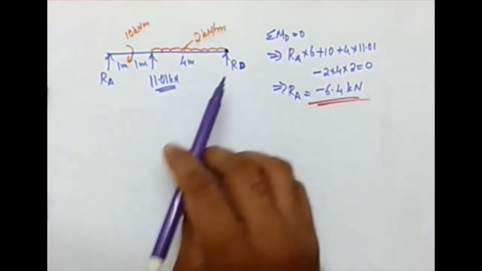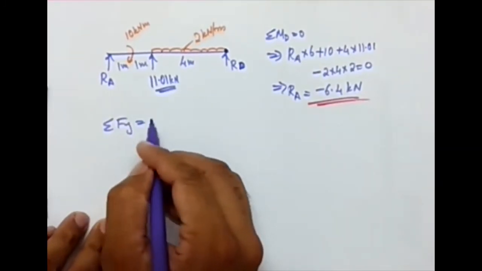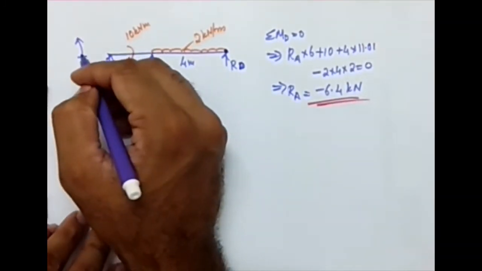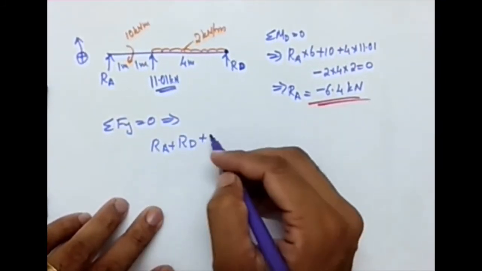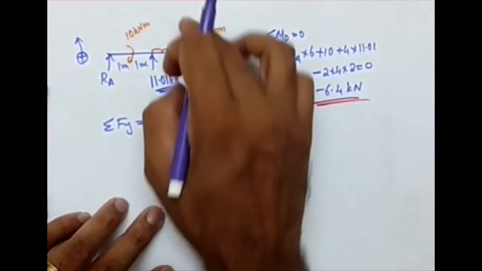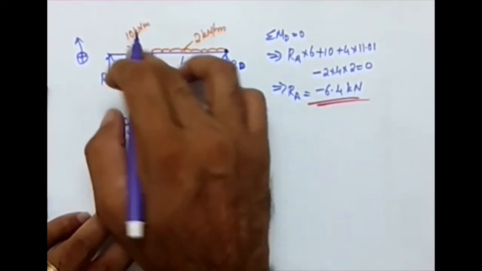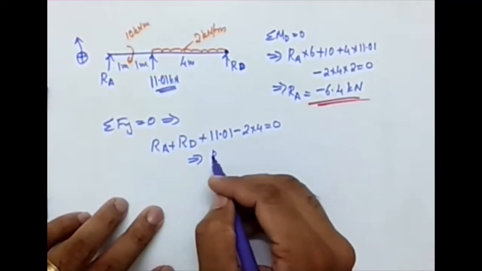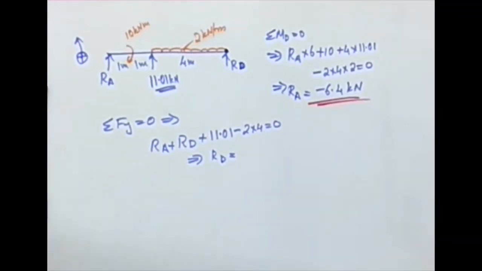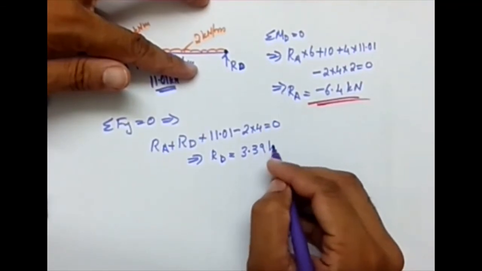Now what is left is the value of Rd. For that I can use sigma Fy equal to 0. Considering upward as positive, I will be getting Ra plus Rd plus 11.01 minus the UDL, 2 times 4. This need not be considered when we are writing sigma F. So this equal to 0, which implies Rd is equal to 2 times 4 minus 11.01 minus Ra, that is minus 6.4. I'm going to get it as 3.39 kilonewton.